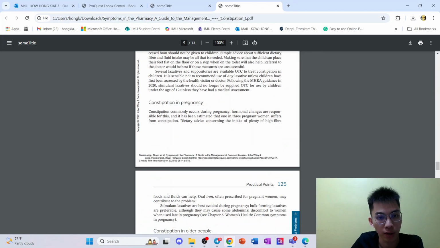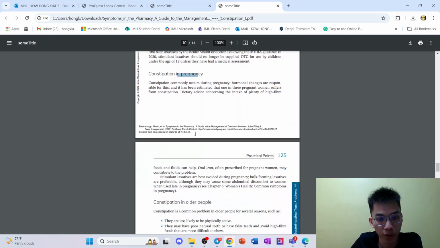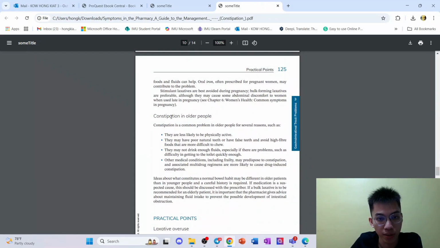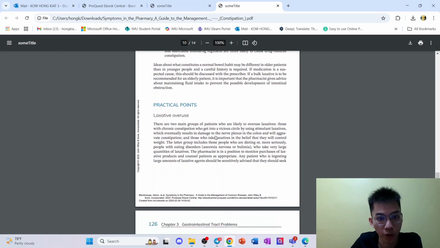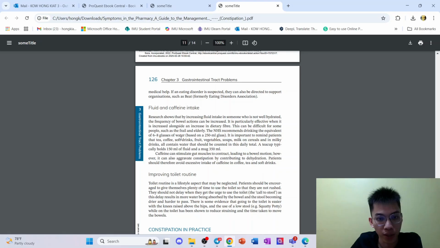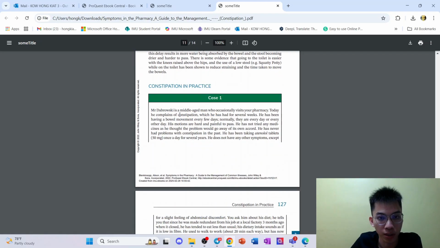You see, they are covering not only the typical constipation, they are also considering constipation in pediatrics and also in pregnant women, which may vary, and also in older people as well. So here are some practical points: fluid and caffeine intake, which might cause constipation, improving toilet routine. And another thing I like about this ebook, which is quite beneficial, is that they provide case studies as well. You can see here there's a constipation practice.